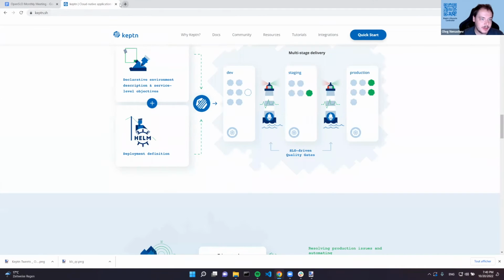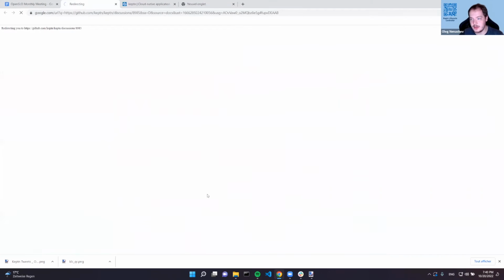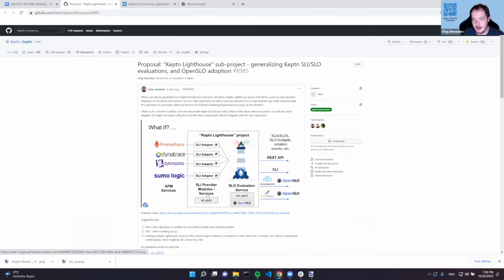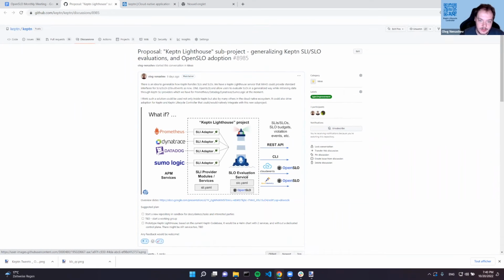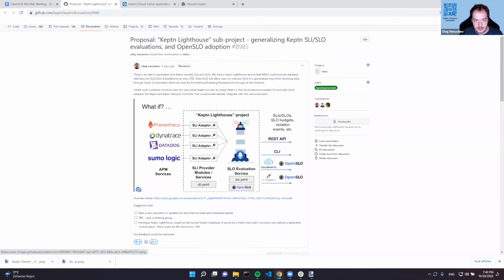Nevertheless, now we are actually reconsidering some parts of Captain. For example, Captain has a component which connects to observability providers and then evaluates SLIs, SLOs. What we were thinking about is to generalize this component as a separate sub-project within Captain. It would have a service for all the validation, etc. It would have the adapters we have right now implemented, but then it would expose information in standard formats and make it a building block for many systems, not just Captain.